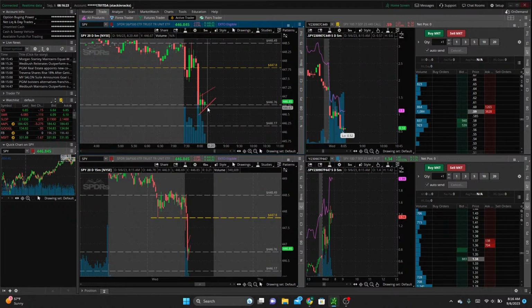In that case, you would look for a break of this flag, which would also probably happen to coincide with this level. So if we broke below here and then got a retest, that could be a good entry for a move down.